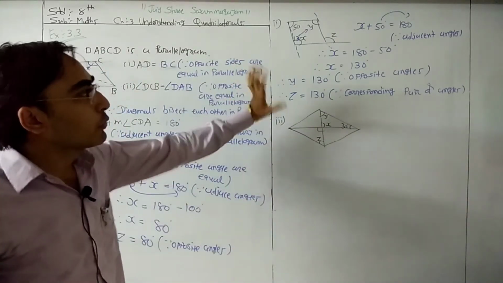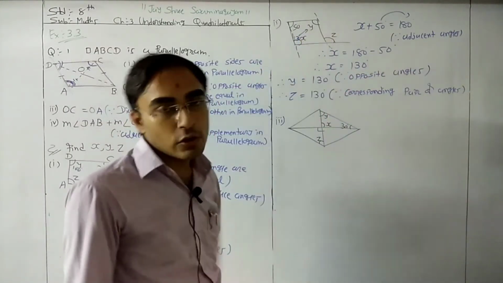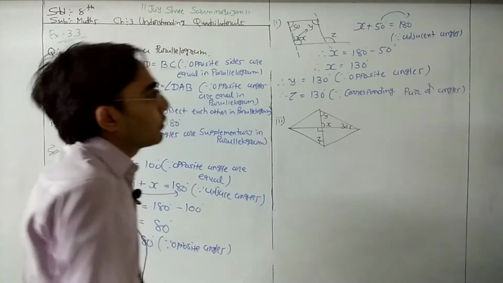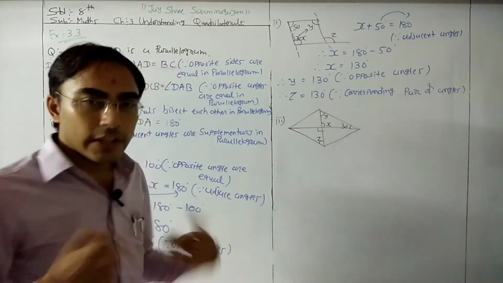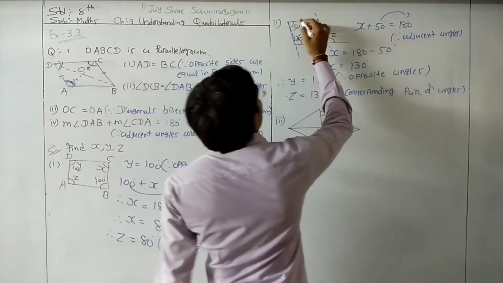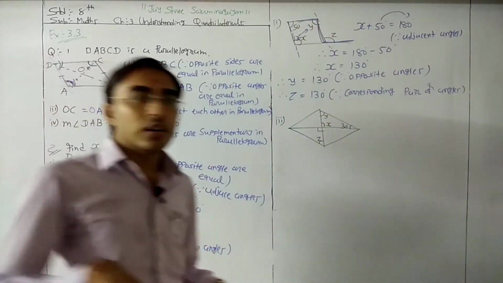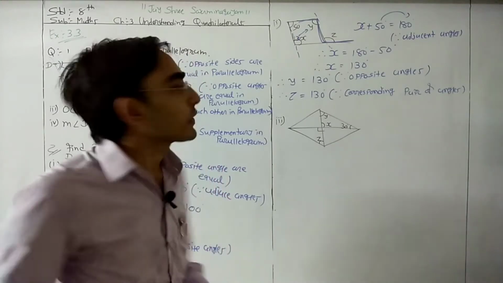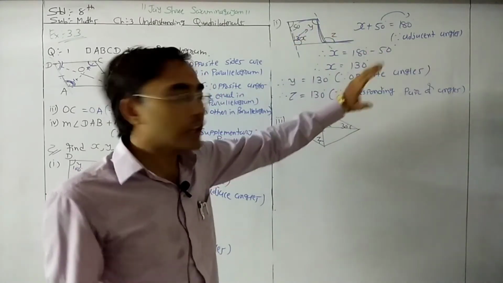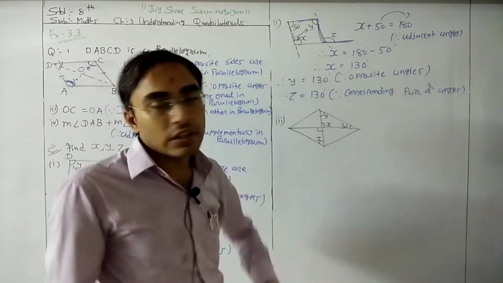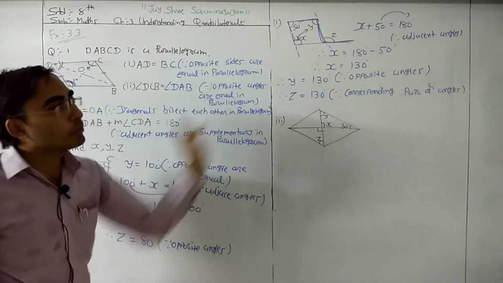That's why I am going with the angle x, because if I find x, then I can directly write the values of y and z. Instead of using corresponding pair of angles for y or z equal to 130 degrees, we can also use this z, that means alternate interior angles. Y and z both are equal. Y is equal to 130, so we can use that reason, and z is equal to 130 degrees by alternate interior angles.